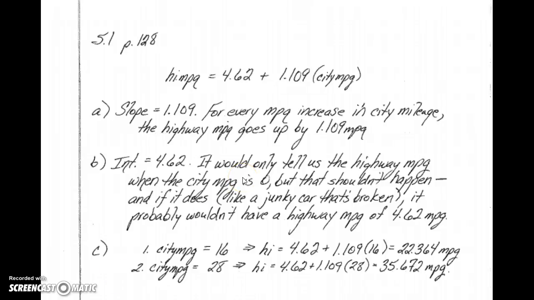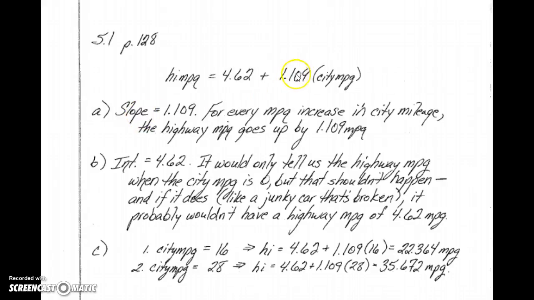Okay, so regression equation here and getting a sense of what it means and how to use it. We have that the highway miles per gallon for a car equals 4.62 plus 1.109 times whatever the city miles per gallon is. Let me just go ahead into the questions here.